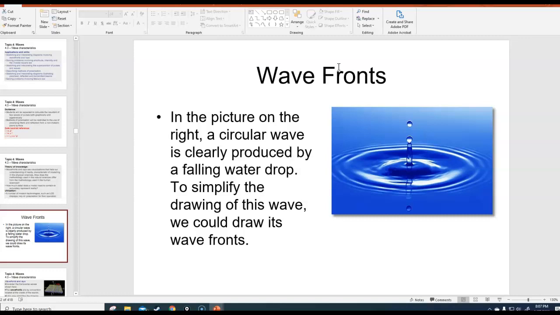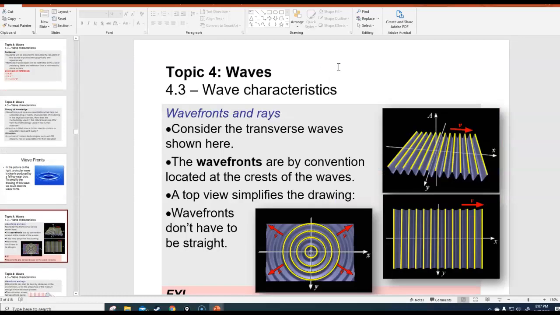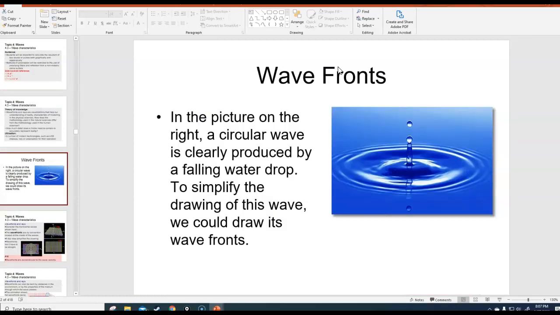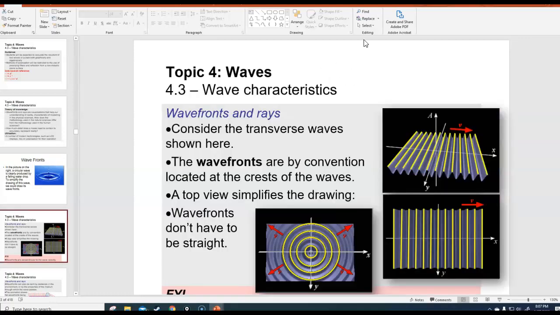Okay, so imagine a drop of water falls in a lake or in a cup or something, and it creates a ripple pattern. Now, to simplify drawing this wave, because obviously it's happening in 2 dimensions, we could draw its wavefronts. Okay, and wavefronts basically show, for transverse waves, where the crests of the waves are located. So for example, for this type of situation, you can imagine the circle ripple patterns going outward. We would draw the wavefronts kind of sort of like this picture right here.